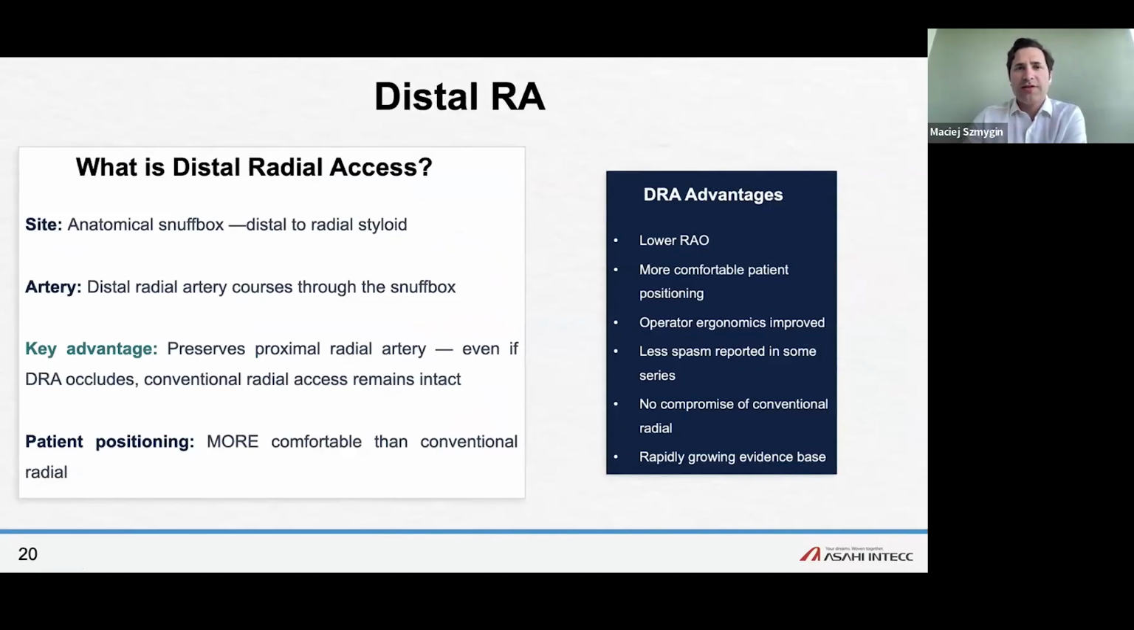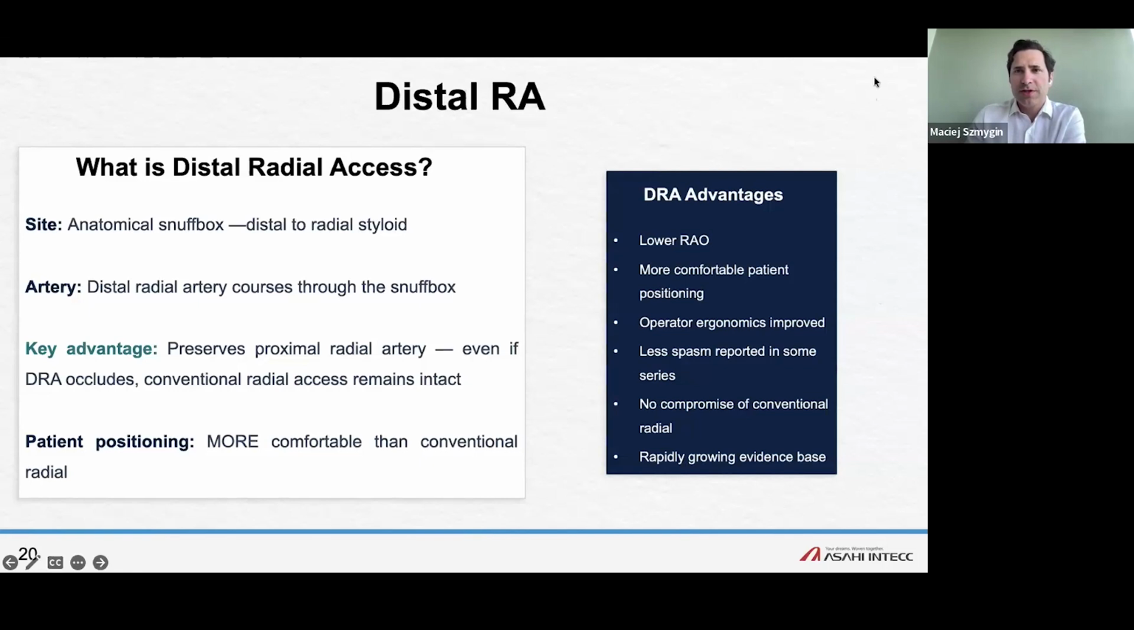I would like to also mention the distal radial access, because it's an emerging subject. It's a technique that is used to puncture the anatomical snuff box, which is distal to the radial styloid. Some specialists use it because it preserves proximal radial artery flow. Some say it's more comfortable than conventional radial access. It's quite commonly used in cardiology.